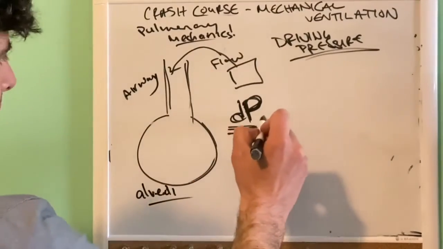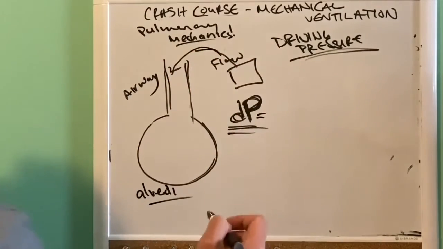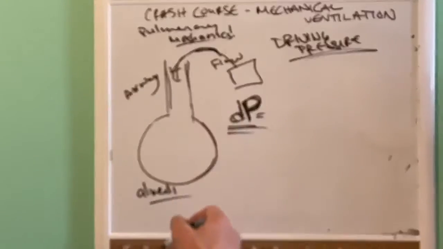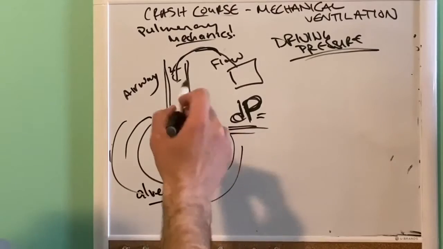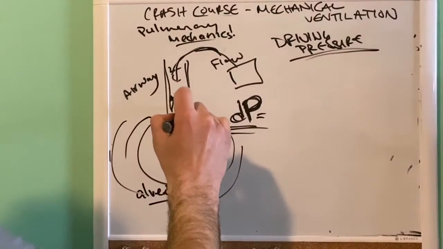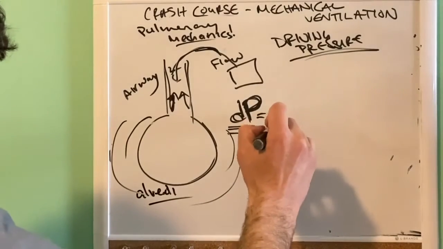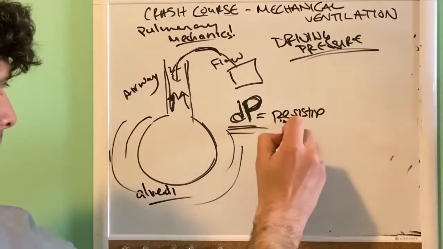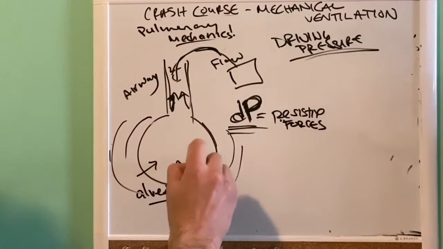So what pressure or what forces does this flow have to fight against? Just think about it. We got to get it through the airways, and we got to open this up. So first, you have the resistive forces, which are pushing back. So the pressure has got to be equal to the resistive forces. And what about here? What other forces? Well, the elastic forces.